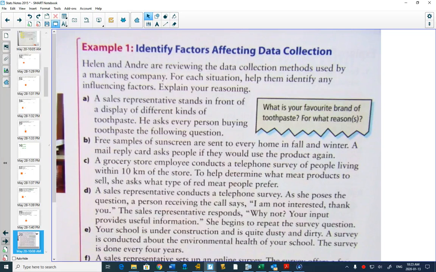Why do you look like that? What are your opinions on that one? We're on part C. Is there any kind of issues in data collection in that one?